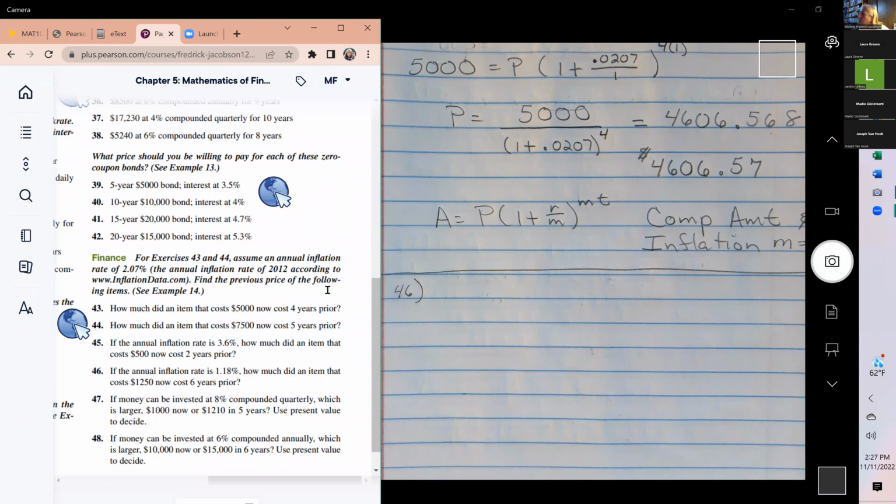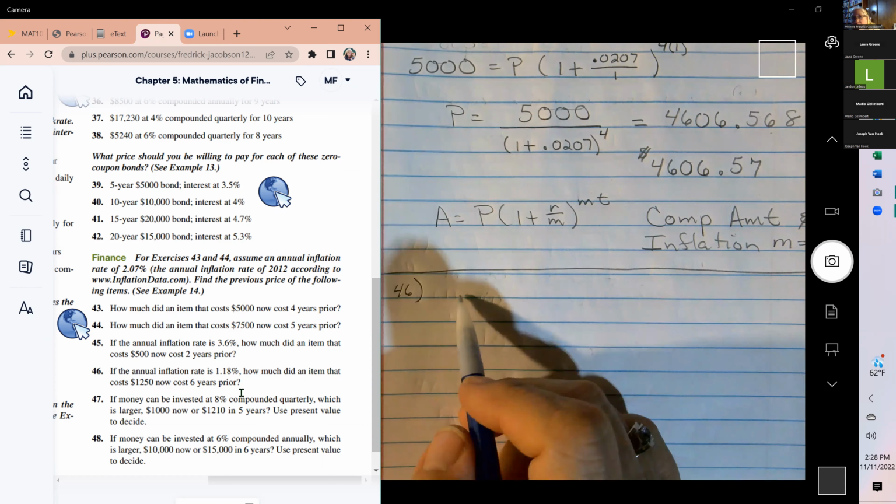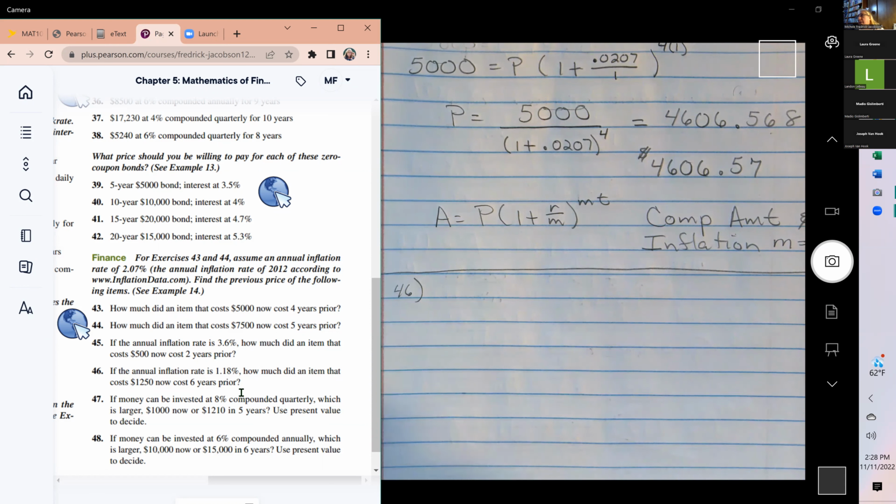And so number 46 says the annual inflation rate is 1.18%. Usually it's approximately 2% a year, but the last couple years with COVID, it was 5% a couple years, and then this past year it was a 7% increase. And I'm sure you're seeing it in gas prices, food prices, everything's gone up. But that's what the inflation tells you, an estimate of how much most items will have gone up.